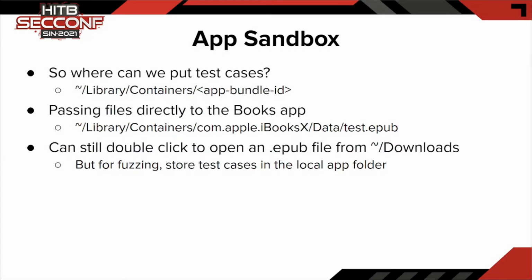There are different container app bundle directories for a lot of different apps on Mac, and you can browse that directory and see the different ones. For example, for the Books app, you have com.apple.ibooksx and the data directory, which also has a temp directory inside of that. Of course, you can still double-click an EPUB from wherever and open it in iBooks. But if you're going to be fuzzing from the command line, you just need to be aware of where to put it so the sandbox doesn't block it.